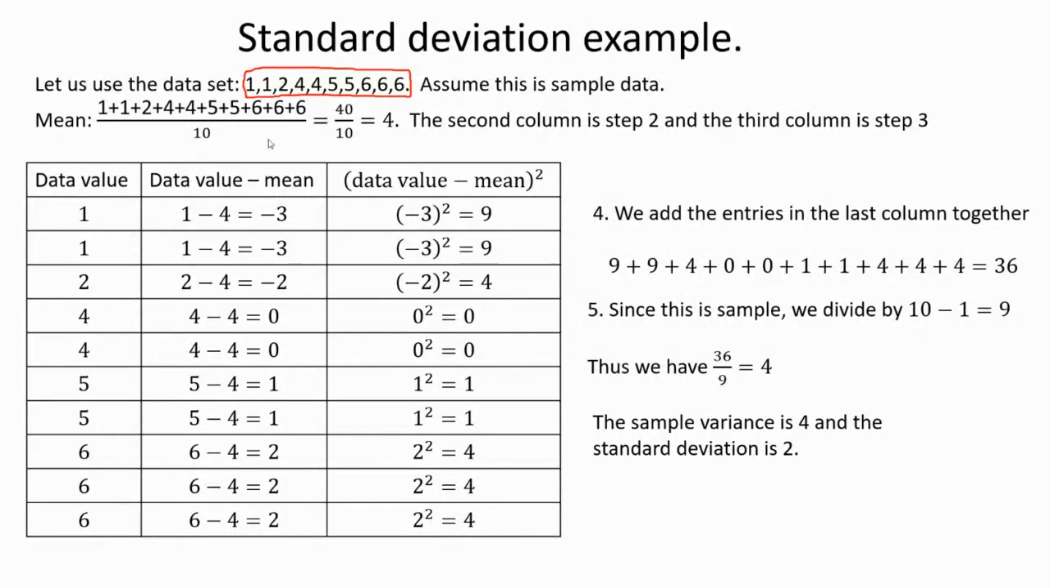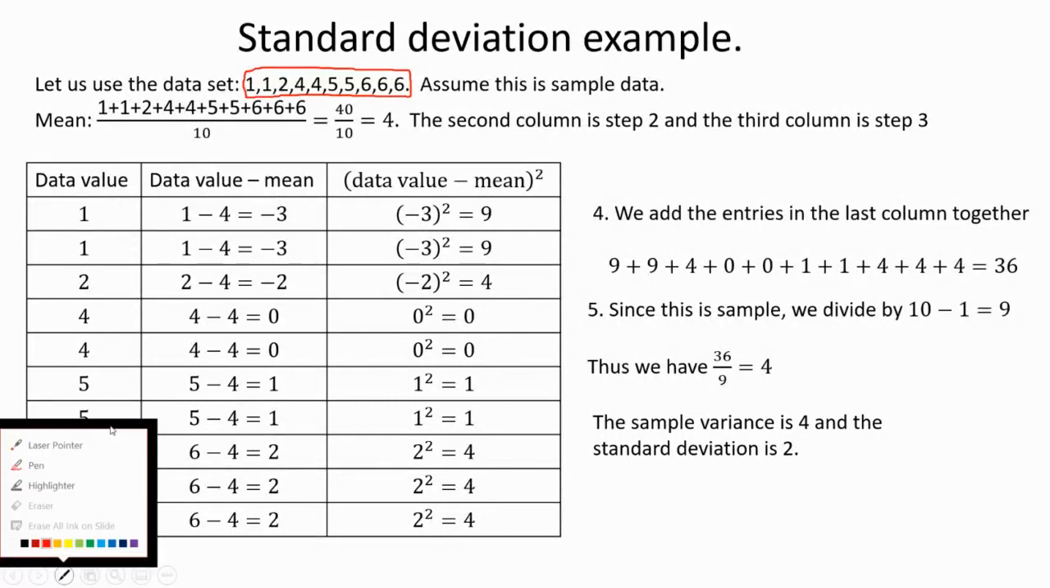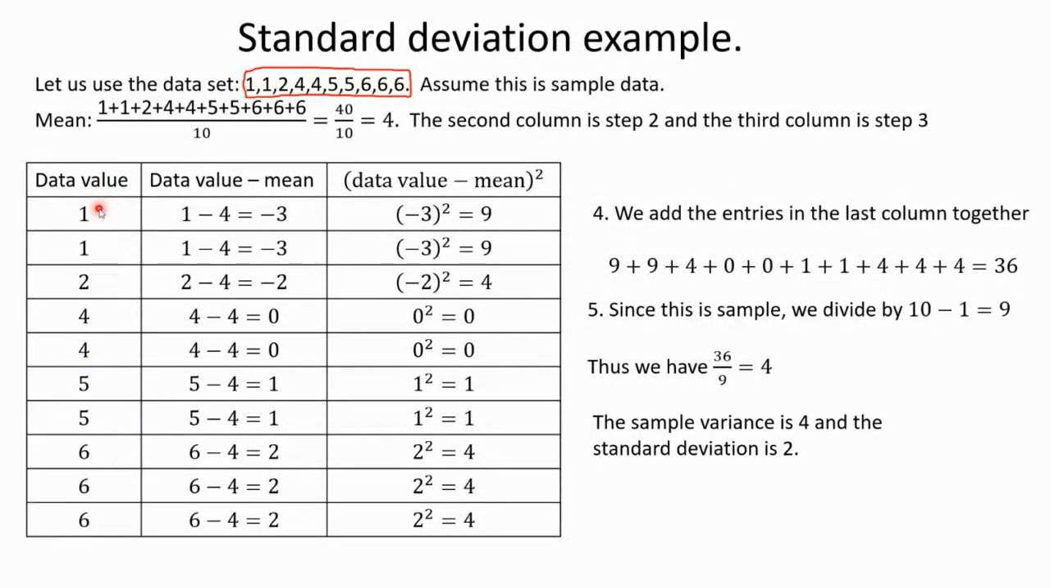Okay, so we get the mean. What I did here was, I listed all the data in one column, okay? If we were given a frequency table instead of the data directly, this would be a little bit different, but not much. For now, this is what we're doing.